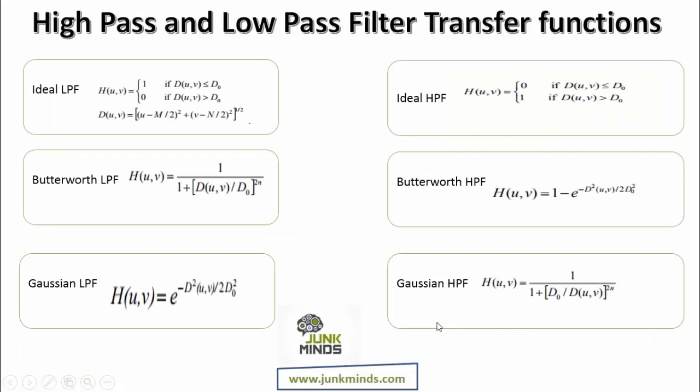Moving on. Now these are the different formulas used to calculate the LPF and the HPF of three different types of both the filters. These are the formulas for the ideal LPF and the HPF respectively. This is for the Butterworth LPF and HPF. This is for the Gaussian LPF and HPF.